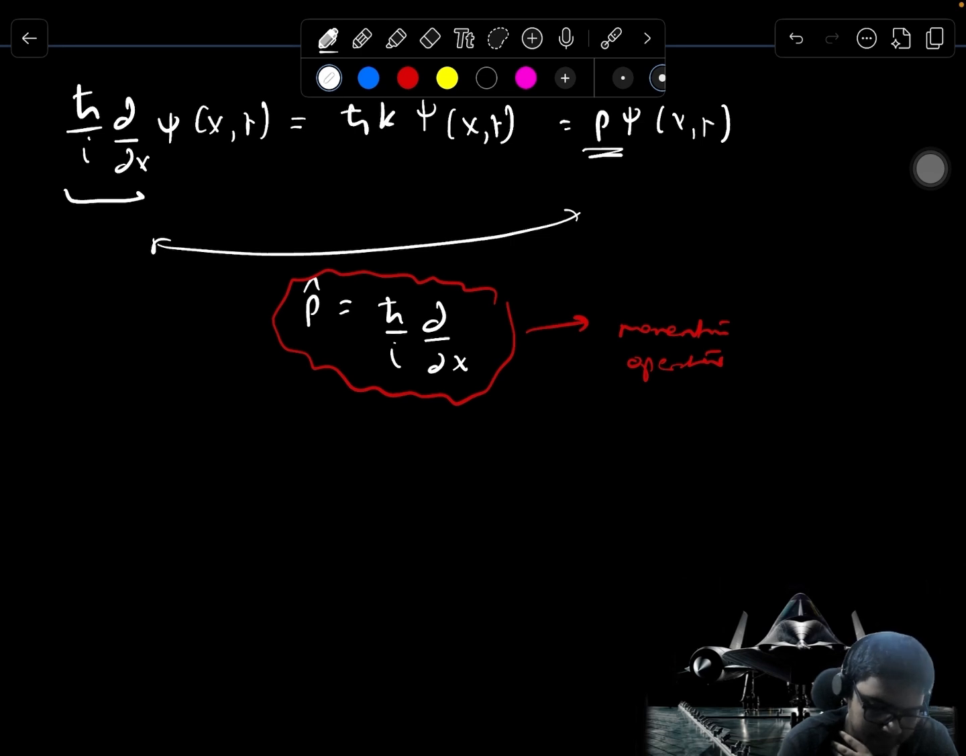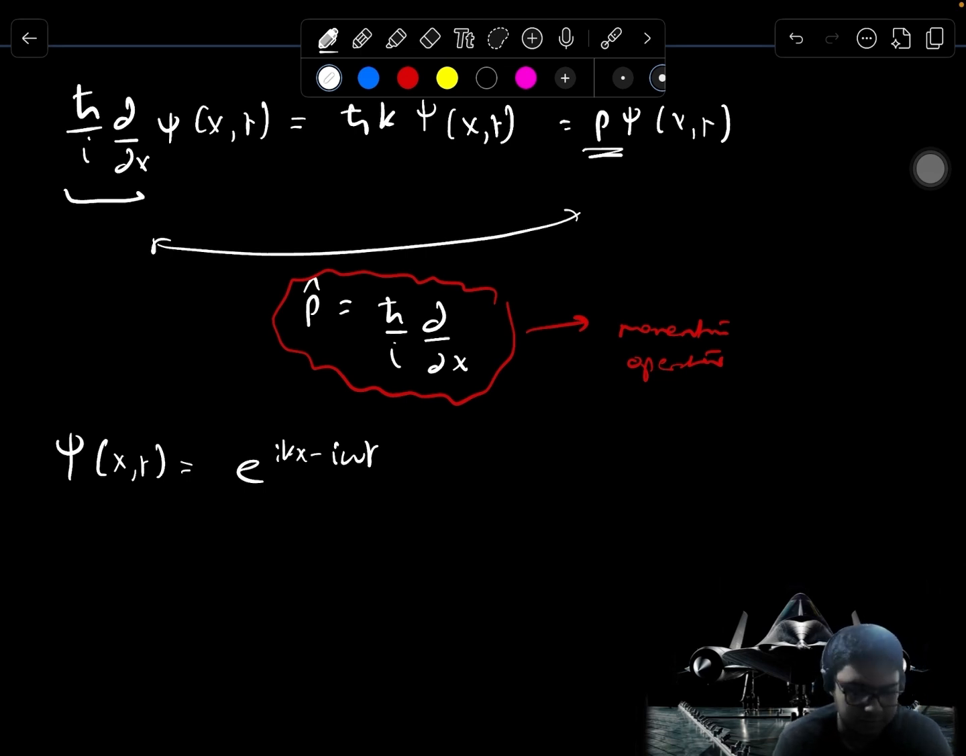Now, psi of x comma t, I write it as this. Since this is a function of two variables, we are using partial derivatives. So the derivative with respect to time is minus i omega. We need to use this result in the future.